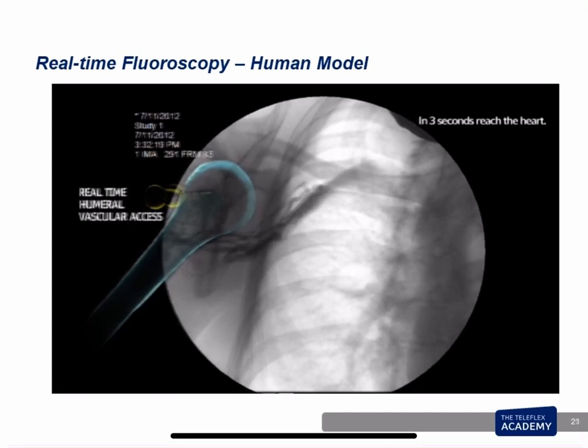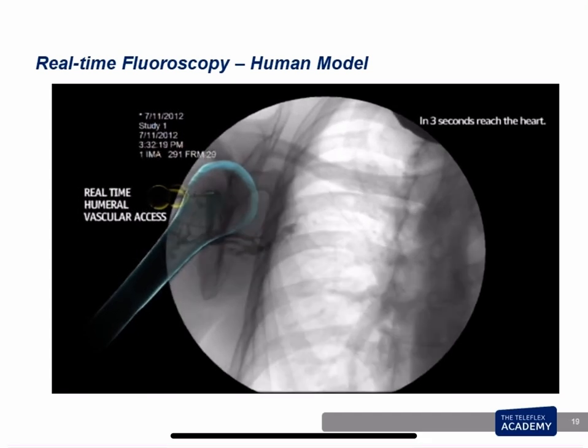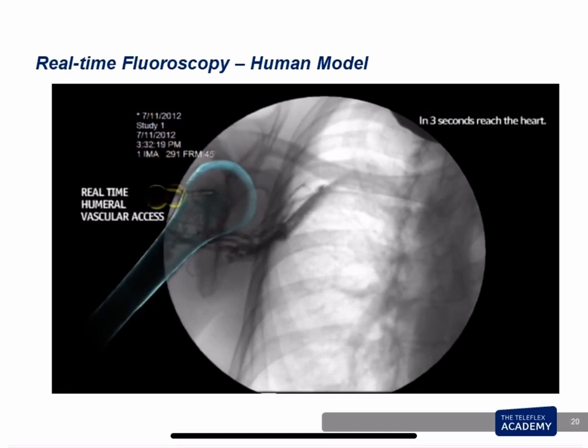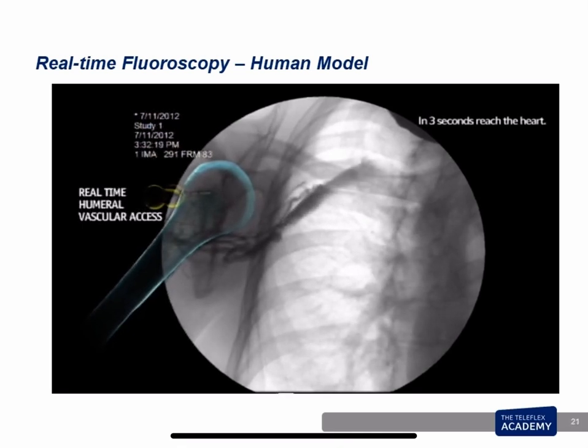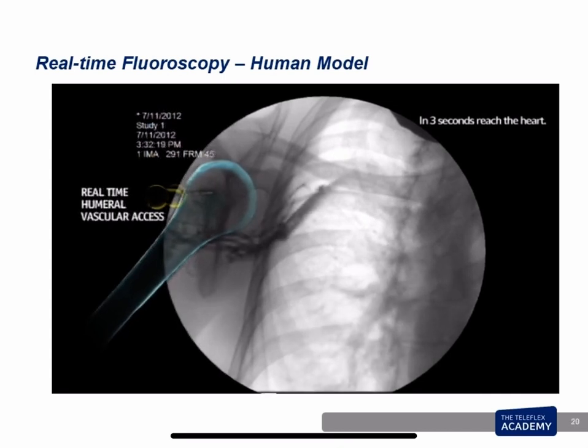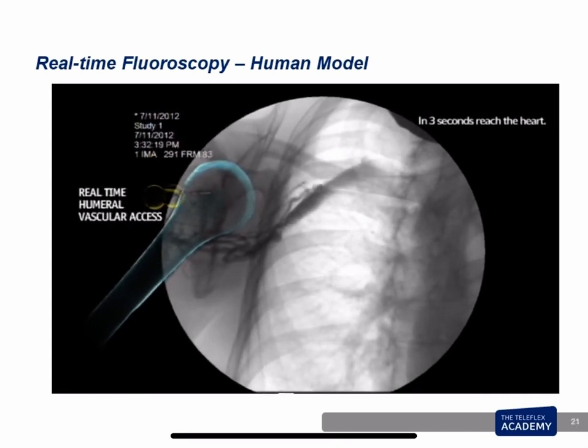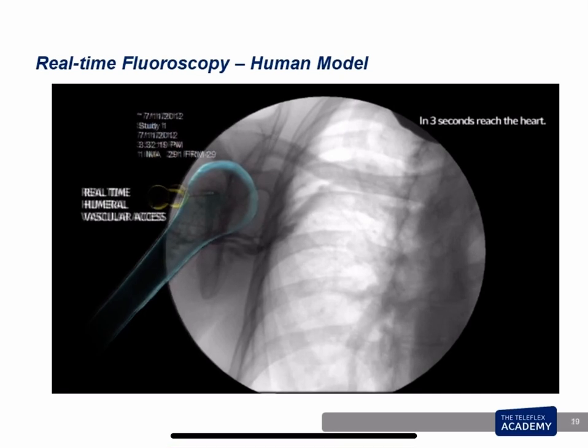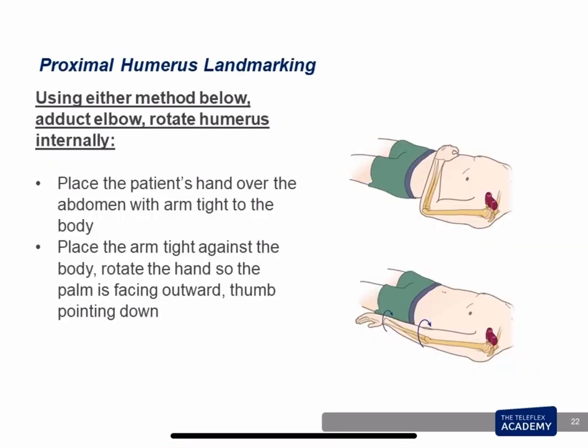So this demonstrates quite well that you get flow rates and rapid delivery of fluid medications, much like you would through a central line, but not nearly as timely or time-consuming of a procedure as a central line would take. Landmarking of the proximal humerus is quite simple.